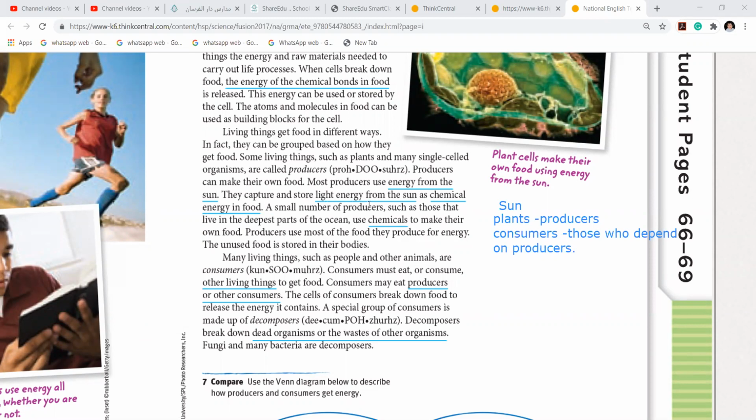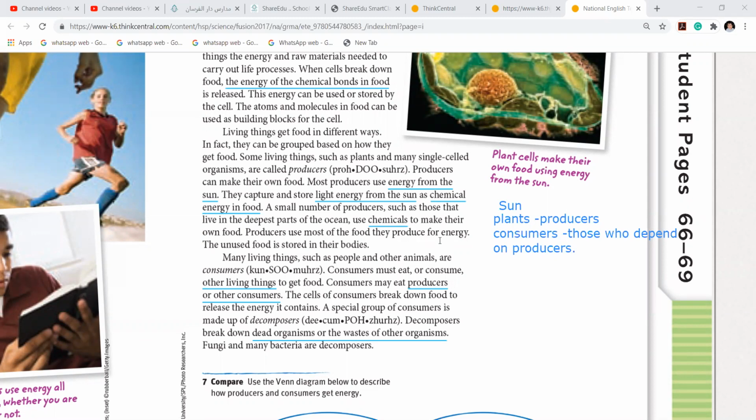They store light energy from the sun as chemical energy in food. A small number of producers, such as those that live in the deepest parts of the ocean. Imagine, girls, the one who lives in the deepest part of the ocean. Deep inside, how are they taking the sunlight? What do they do? How do they make their own food? Those who cannot be exposed to sunlight will make food by chemicals.